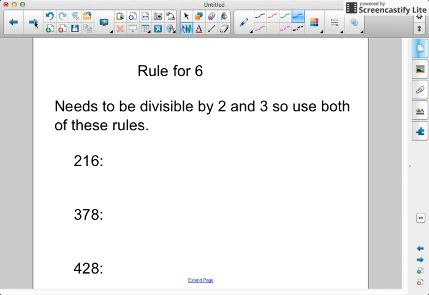So let's look at 216. Well, we're going to see if it's divisible by 2 first. Well, if it's an even number, it's divisible by 2. So this one works because it ends in a 6. So let's see if it's divisible by 3. Okay, so we'll go 2 plus 1 plus 6. So you would get 9. 9 is divisible by 3. Okay, so the rule for 3 works. So the rule for 2 and the rule for 3 worked. So therefore 216 is divisible by 6.